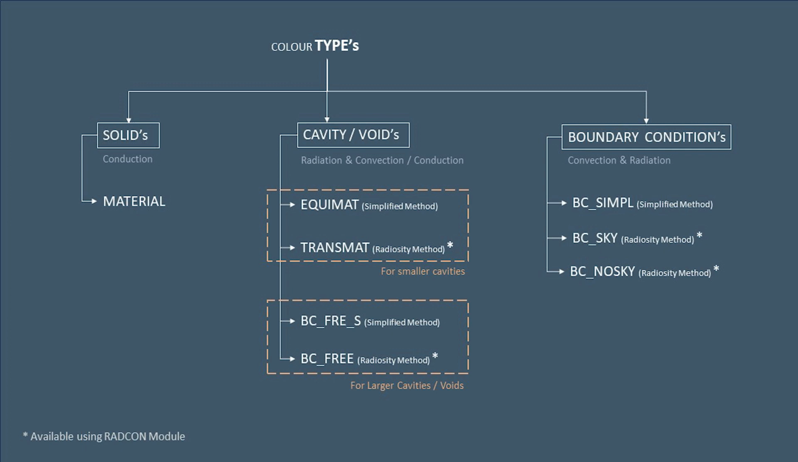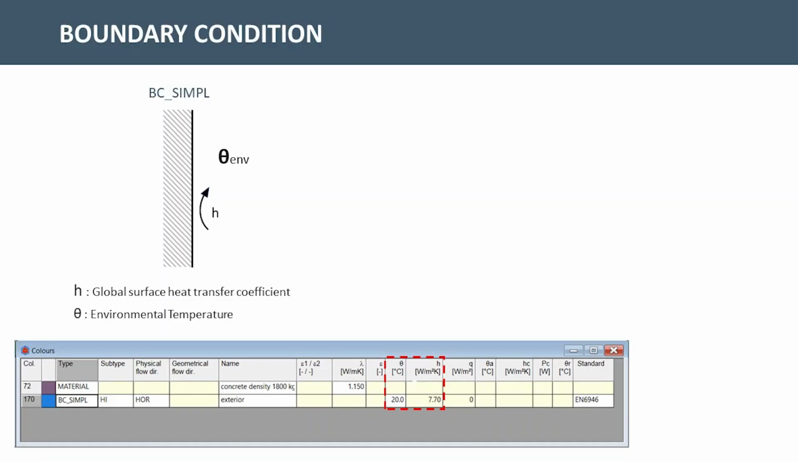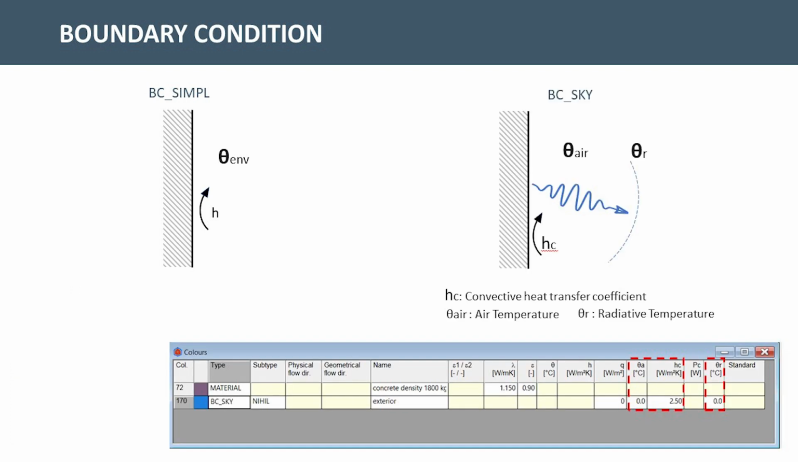Similarly for boundary conditions, for a simplified approach, we choose BC-simple. Here we combine the effect of radiation and convection between the environment and surface as one global surface heat transfer coefficient H. This defines the heat transfer from the surface to the environment temperature theta. Whereas BC-sky allows taking detailed infrared radiation into account through view factors. The type BC-sky allows us to differentiate between convection and infrared radiation.